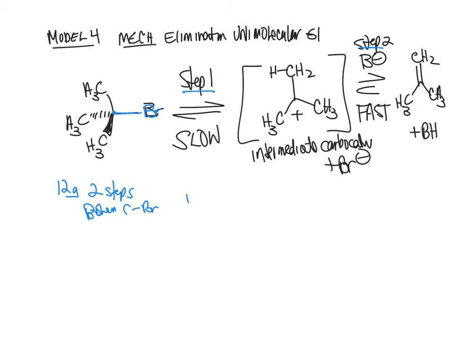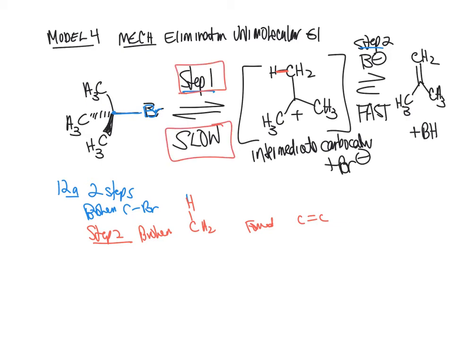What bonds are formed or broken in step 2? We have broken is the C-H bond, and formed is a new carbon-carbon pi bond. Okay, for the E1 mechanism, which step would be the rate determining step? The slow step, right? So step 1. How many reactants are involved in this rate determining step? Just the starting material, right?